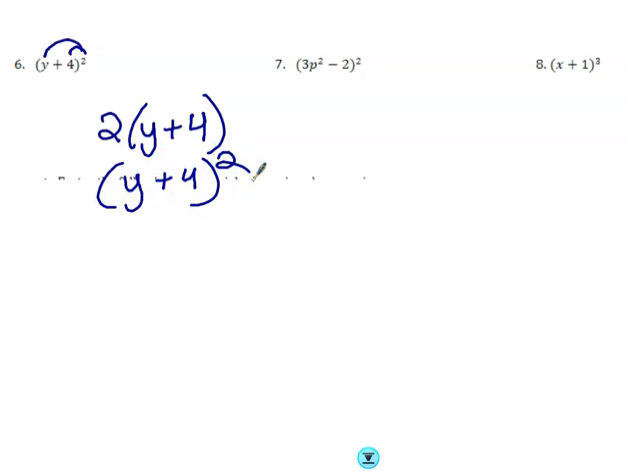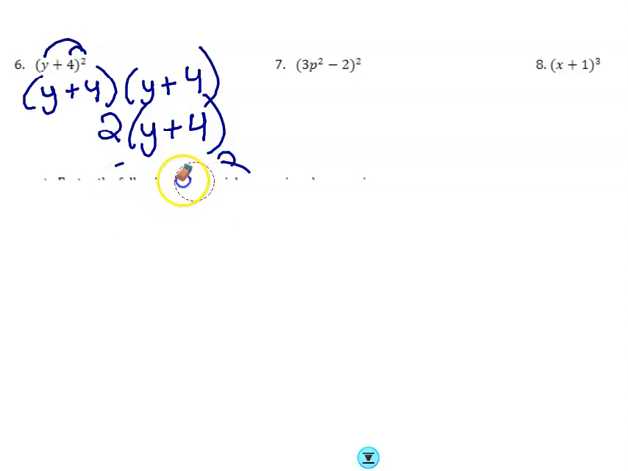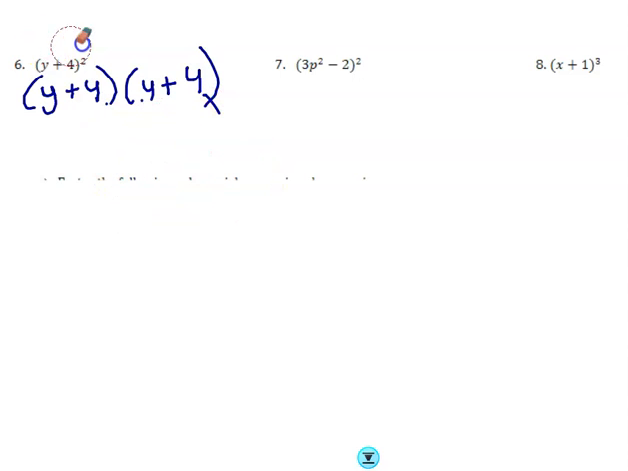So numbers 6, 7, and 8. What's really important about these 3 is that we don't want to just distribute the 2. That's a no-no. 2y plus 4 is very different than y plus 4 squared. Y plus 4 squared means that I have actually 2 of these factors that I need to multiply together. Okay, so that's very different than just distributing. So please don't make that mistake.